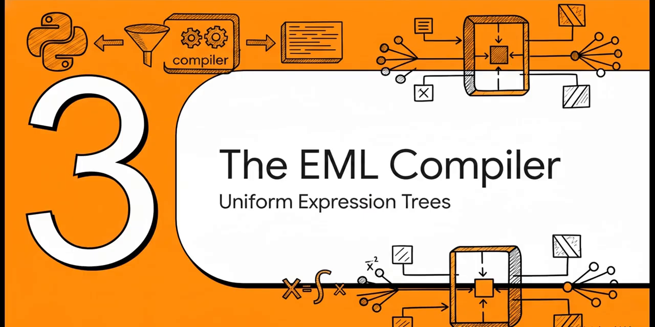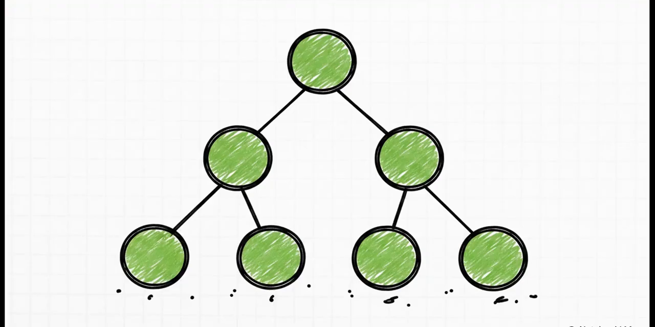The EML compiler, uniform expression trees. Now, what's really interesting about this slide is how we make this practical. The author prototyped a Python EML compiler. Because there's literally only one binary operator, the context-free grammar ensures every single elementary formula becomes a simple binary tree of identical nodes. The grammar is just S derives to 1 or EML of S and S.